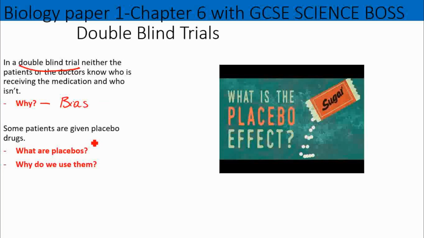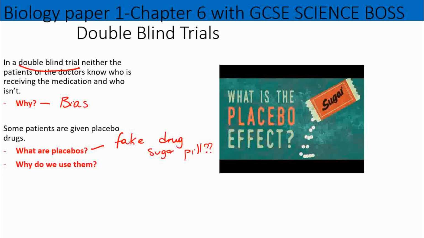And also, some patients are given a placebo. Okay, so a placebo is a fake drug. Sometimes it could just be some sort of sugar pill, as you guys can see there. And the reason that we use them is because sometimes the brain thinks they're getting something which is making them better, so your brain actually tricks your body into making you think you're getting better, or actually starts showing signs of making you feel better. So the placebo is given to remove that effect.